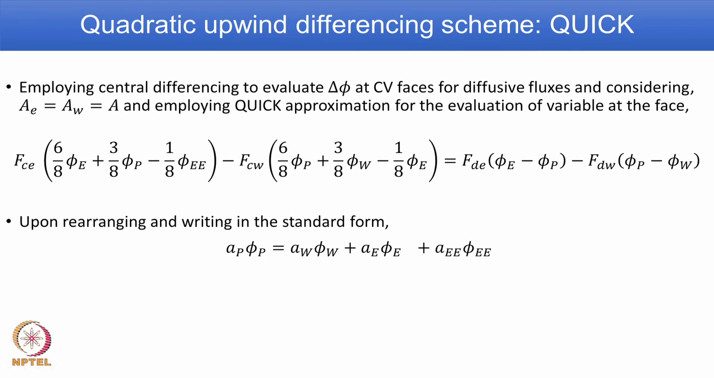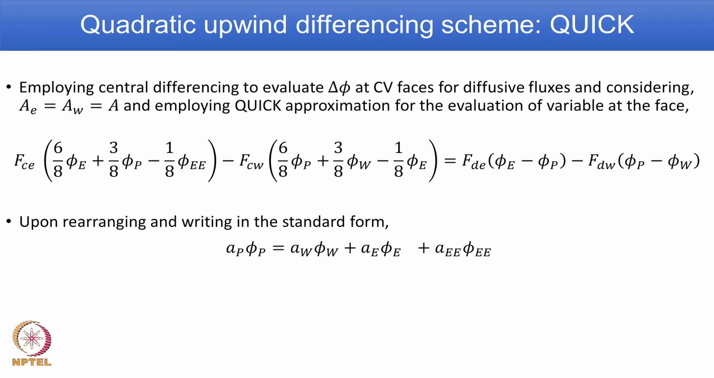Again we can rearrange, that is phi at P appears in all that term, and you collect all those coefficients and arrange them together in the standard form, and that is now written here as AP phi P equal to AW phi W plus AE phi E plus AEE phi EE. So, this is for the case when the flow is from right to left, and we have already seen separately for the flow from left to right.